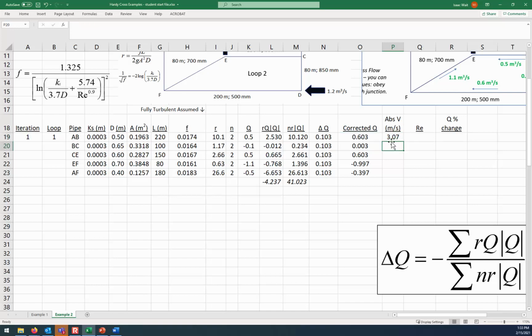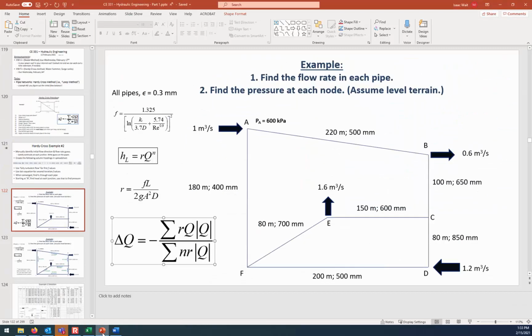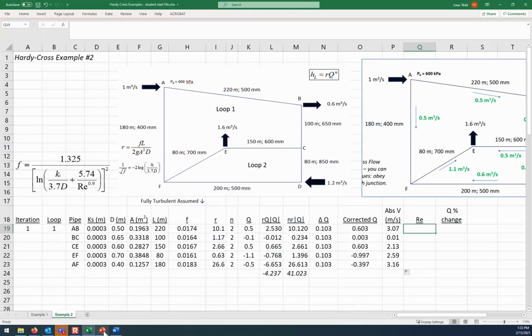So now this tells me the speed of the flow through the pipe, which I can use to calculate the Reynolds number. This water, I think, is just ordinary water at an ordinary temperature. So I'm going to use the typical kinematic viscosity of 1 times 10 to the minus 6th meters squared per second. So calculate the Reynolds number here equals velocity times diameter divided by the kinematic viscosity of water. So 1e minus 6. So now I've got the Reynolds number for each pipe.